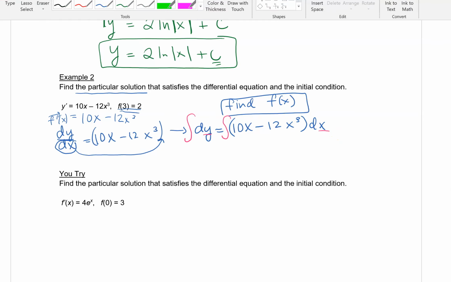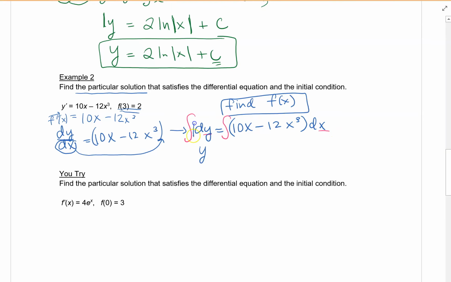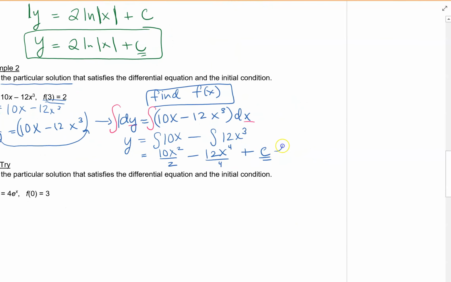So on the left, I just get y, right? 1 times y. On the right, I can split that integral up. So integral of 10x minus integral of 12x cubed. So that would be 10x squared over 2 minus 12x to the 4th over 4 plus my constant of integration. I do have to start with that. So let me simplify this a little bit. So I know that my function y, or my f of x, is equal to 5x squared minus 3x to the 4th plus some constant.